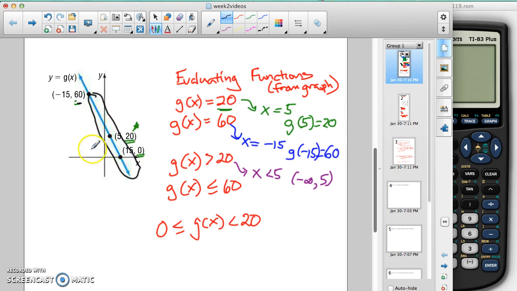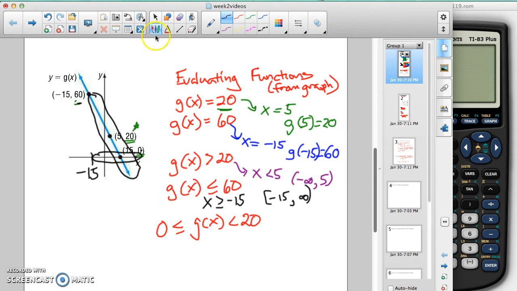So that's telling me we're going to start right here at negative 15, and we're going to travel this direction because that's right under our line. So we're going to say x is going to be greater than, since we can be equal to 60, we can also be greater than or equal to negative 15. So in this case, we would have a bracket at negative 15, and we would go to positive infinity up the x-axis.